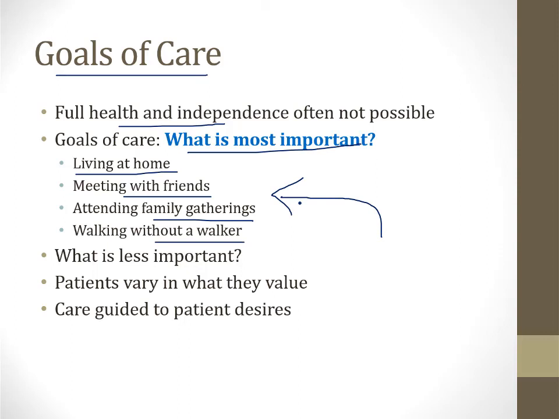For example, I have elderly patients who are limited by heart failure, but I had one patient in particular whose most important item was playing bridge every week, so we worked with her family to get her a ride so she could play bridge. So even though I couldn't reverse her heart failure and make her young again, I was able to plug her in with the activities that are most important to her, and when her spirits and her mood are better, she's less likely to get sick and end up in the hospital. So goals of care involves determining what is most important, also what is less important, what are things that the patient doesn't value, and patients vary in what they value. So when you figure this out, the care can be guided to that specific patient's desires.